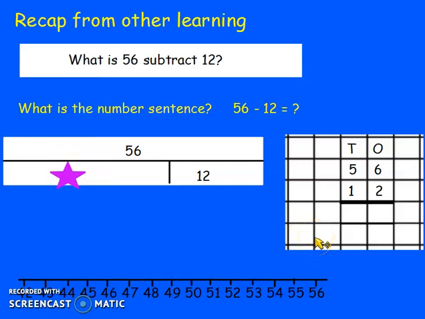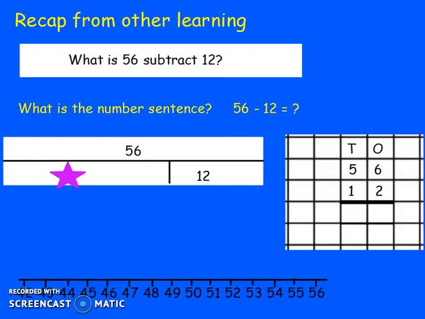When we're using our column method, you can set out in your columns here using your tens and ones. As you remember, you need to make sure that you're using one number per square to keep it neat in your presentation. You can also use the number line method, where you start at 56 and you count back however many till you get to the right answer.